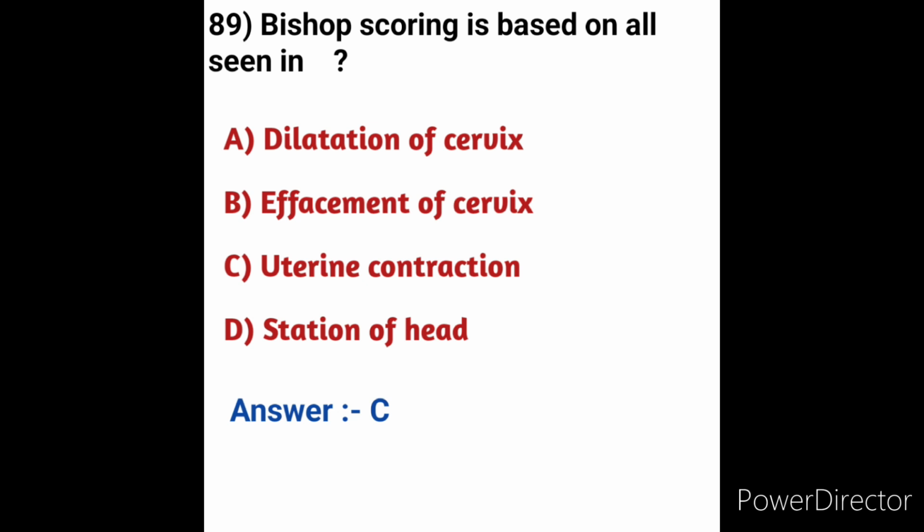Bishop score is based on changes of the cervix and position of the baby's head. Actually, the score is 10 to 13. A Bishop score of 8 or higher means labor will start spontaneously on the client's own and there are chances of successful vaginal birth. A score of 8 or higher means that spontaneous delivery will happen, with good chances of successful vaginal delivery. Here Bishop score is not based on uterine contractions.